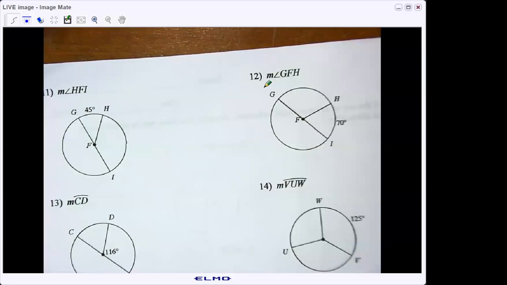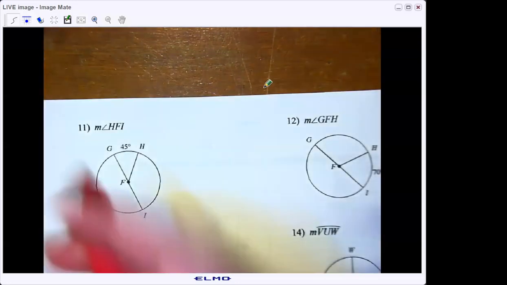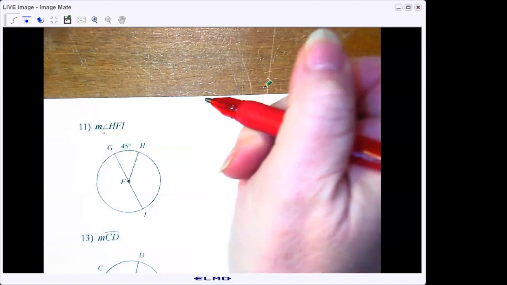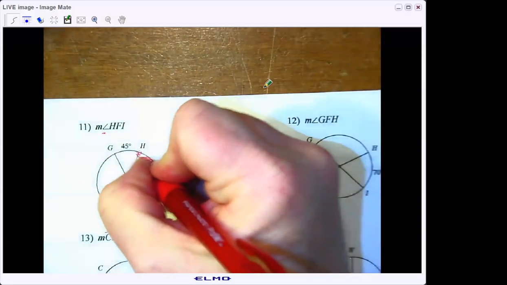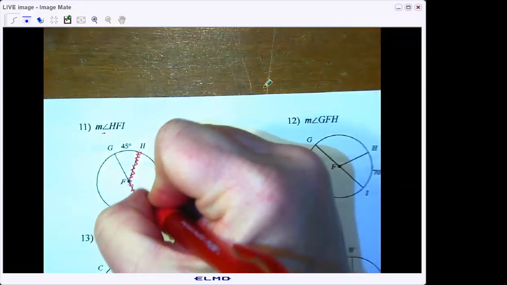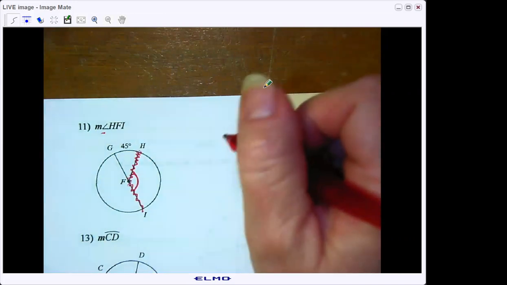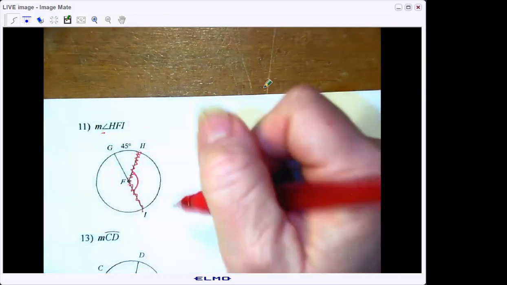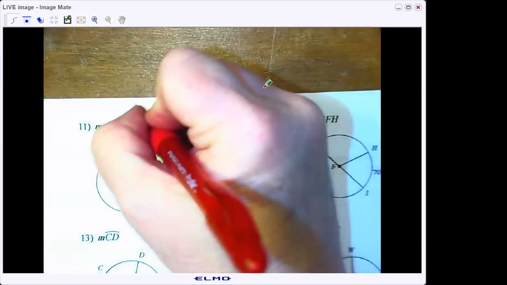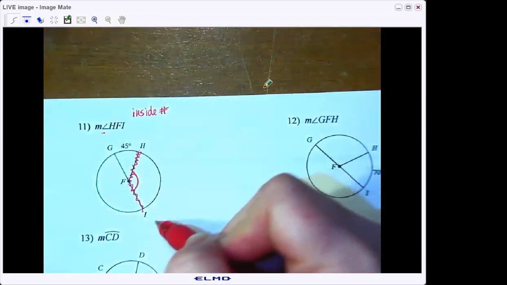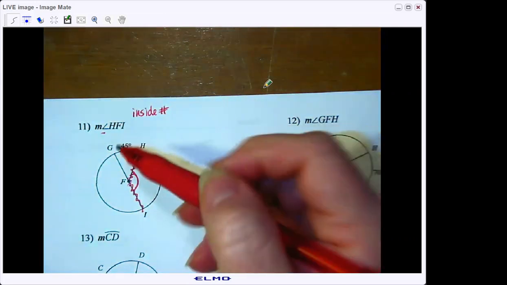Okay, so here we're looking for angle HFI. So let's look, where is HFI? We start at H, we go to F, we go to I. That's the angle we're looking for. So we have to remember that we're looking for an inside number. Inside number, not an outside number. Thank you, Alex. Yep, some of you already ahead of me.